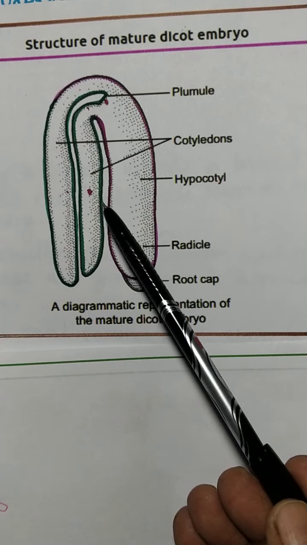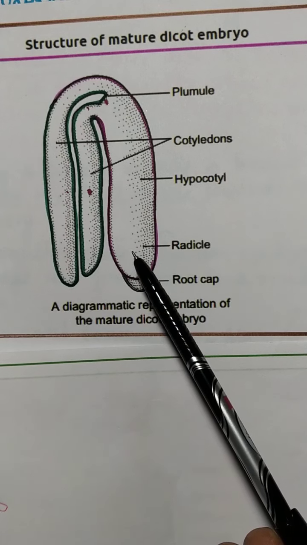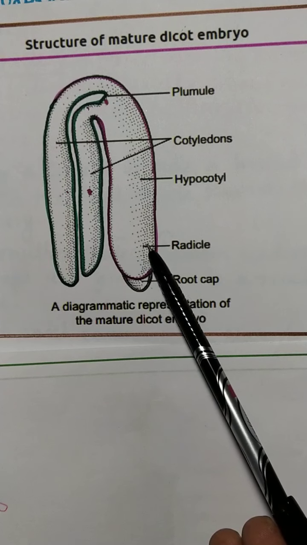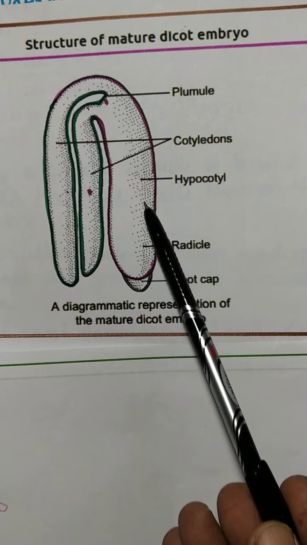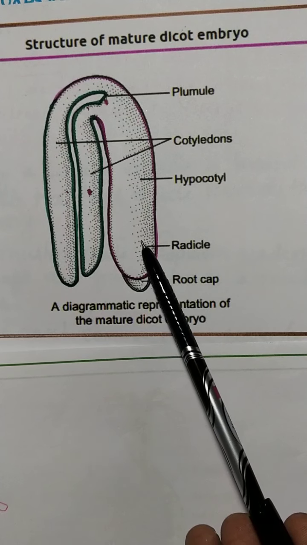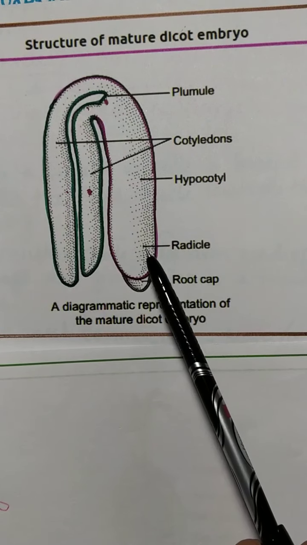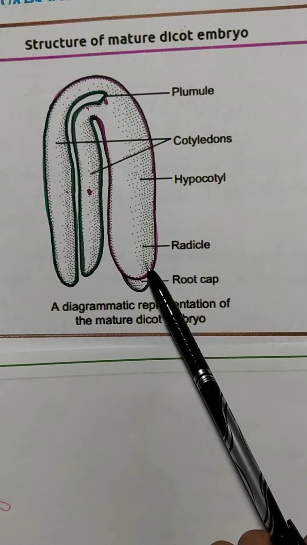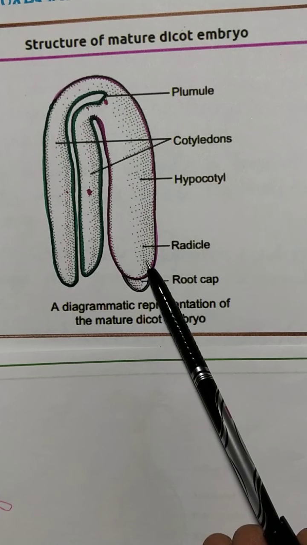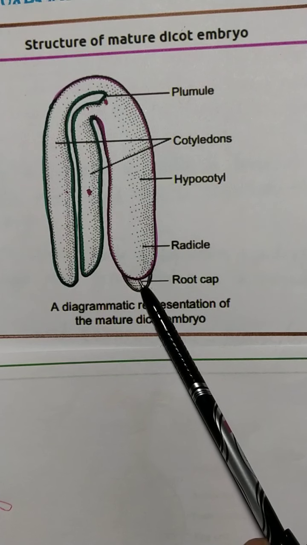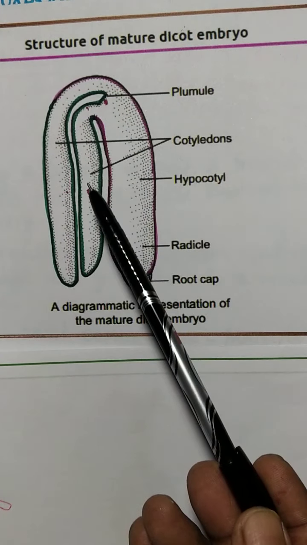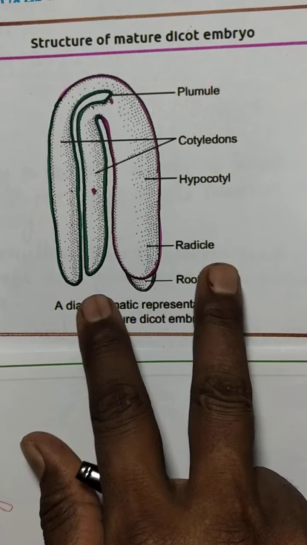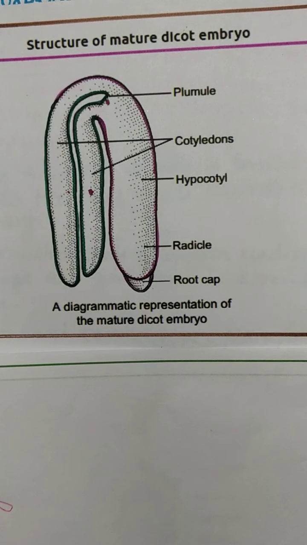Then the part below the level of the cotyledons is called the hypocotyl, which terminates in the radicle. This is the hypocotyl, and it terminates in the radicle. This radicle is responsible for the root system. The root tip is covered by a root cap, which is called the calyptra. So this is the structure of a typical dicotyledonous embryo. This is all about how embryogenesis takes place within the dicotyledonous plant.